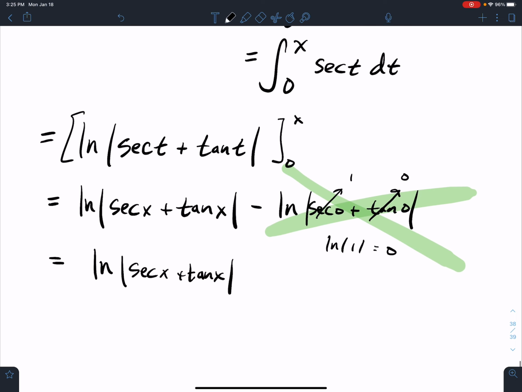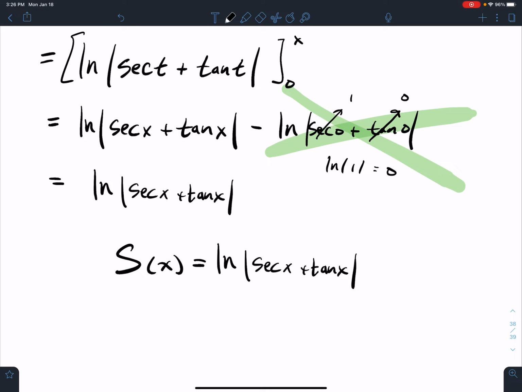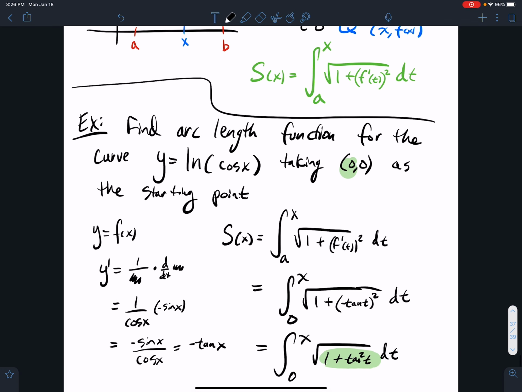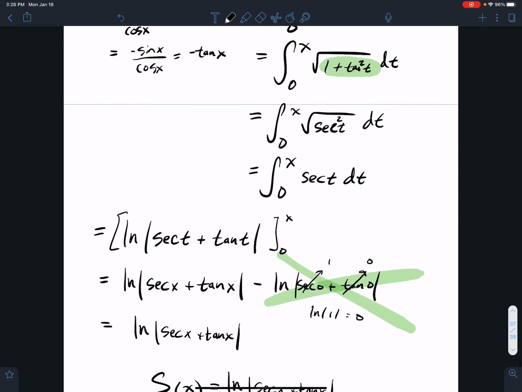So my arc length function here, s of x, is equal to the natural log of secant x plus tangent x. Pretty cool. So what does that even mean, right? You could be asking yourself, well, I don't even know what that means, Mr. Clark. Well, it's saying that if I start this curve, y equals ln cosine x.